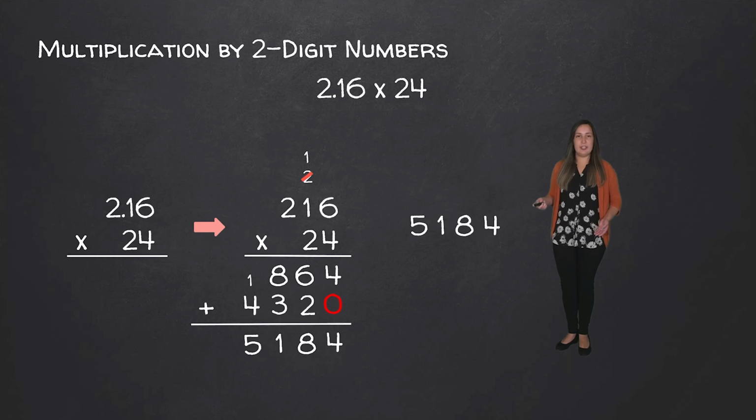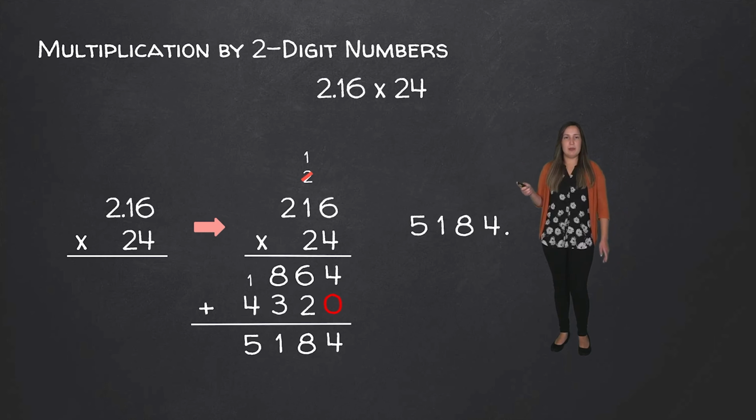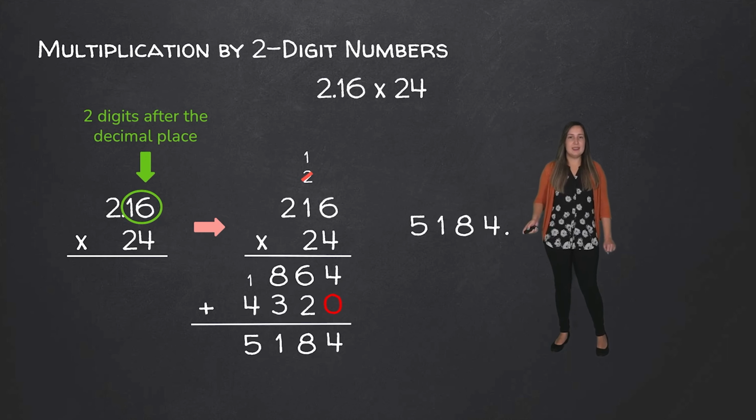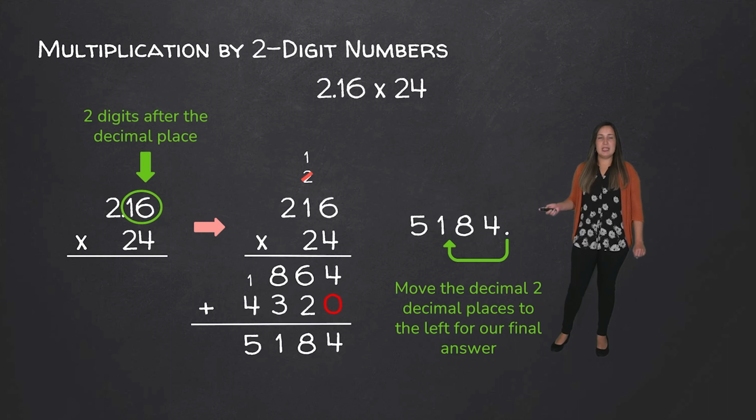And so now we need to figure out what 2 1600ths times 24 is equal to. So we're going to add a decimal at the end of this number. Then we're going to go back to our original problem and see how many digits we have after the decimal point. And in this case, this is 2. So we have 2 digits after the decimal place, which means we're going to take this decimal point and move it 2 decimal places to the left for our final answer. That means that 2 1600ths times 24 is equal to 51 84 hundredths.